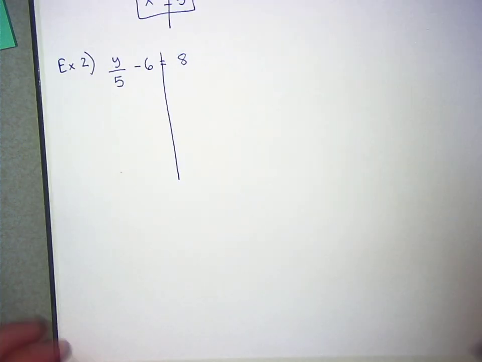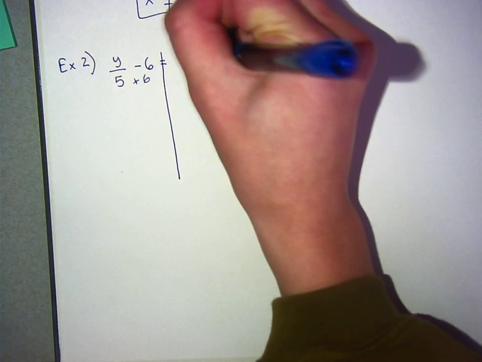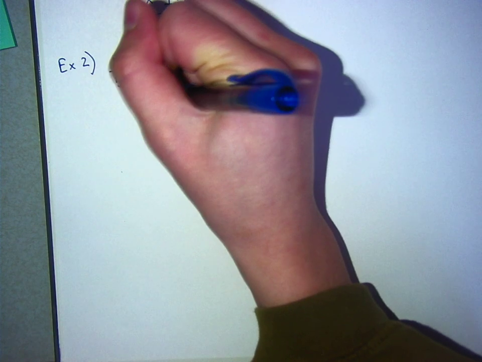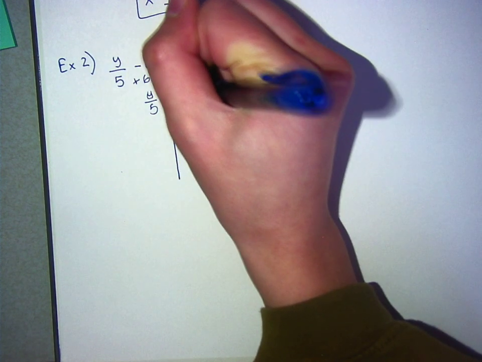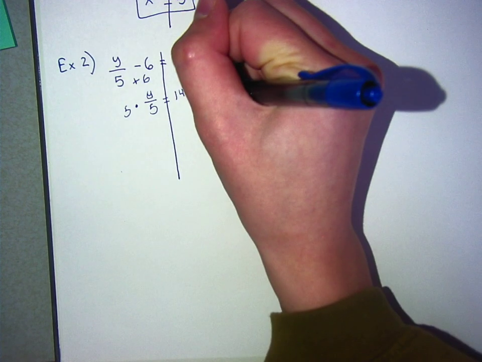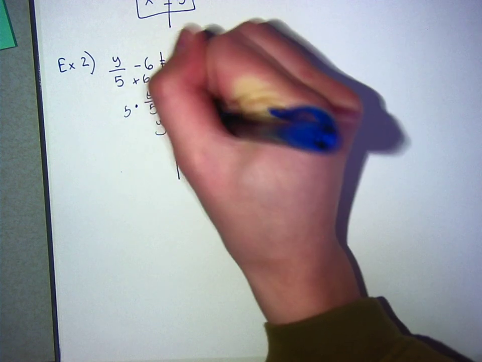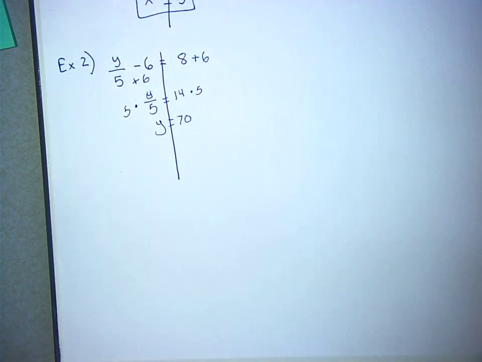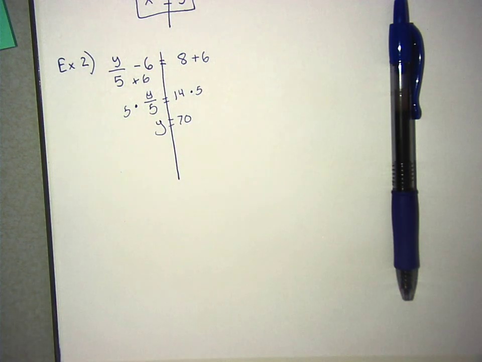Okay, so you add 6 on both sides, then it's y over 5 equals 14. Then you times it by 5, like both sides by 5. So then y equals 70. Beautiful. Grab some prizes.